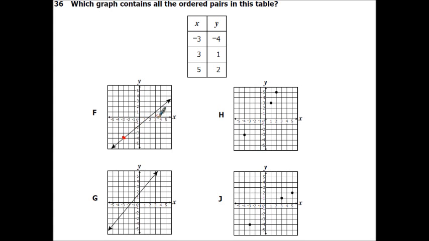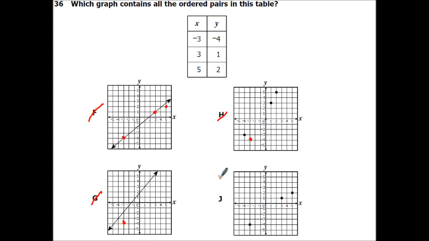(3, 1). Here's (3, 1). And (5, 2). Here's (5, 2). So that one does not have (5, 2). So (-3, -4). Nope. That's right here. So that one's not right. (-3, -4). So that's not right.